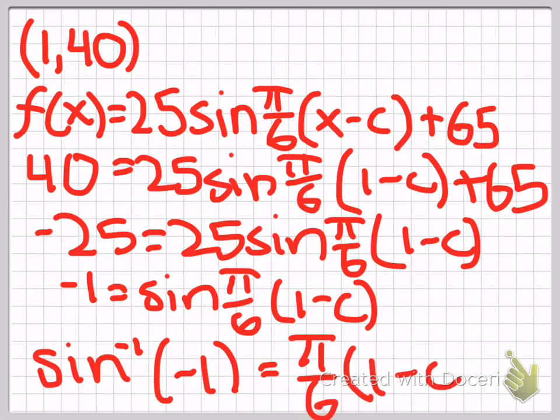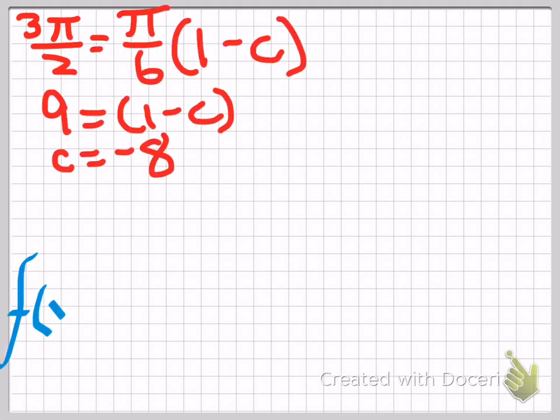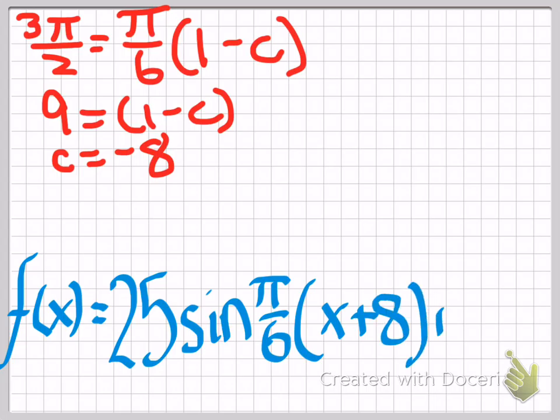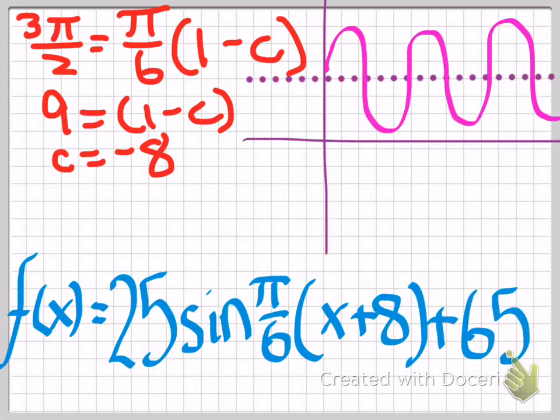We get an equation of negative 1 equals sine pi over 6 parentheses 1 minus c. Taking the inverse sine of both sides, we get the inverse sine of negative 1 equals pi over 6 in parentheses 1 minus c. After taking the inverse sine, the inverse sine of negative 1 is 270 degrees, which is 3 pi over 2 in radians. And multiplying both sides by 6 over pi, we get 9 equals 1 minus c, and we get that c equals negative 8.